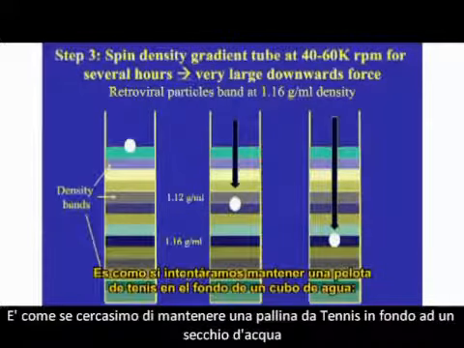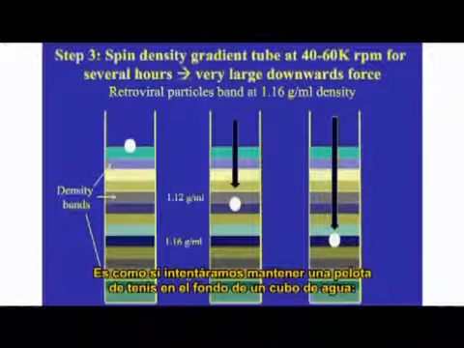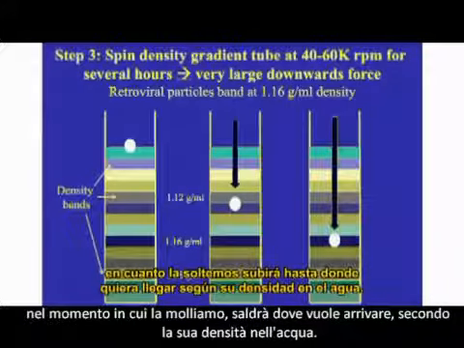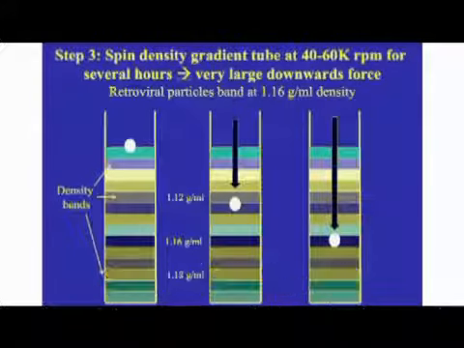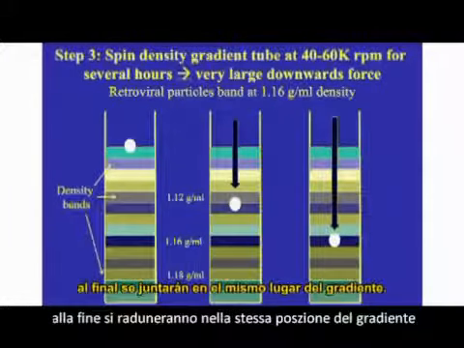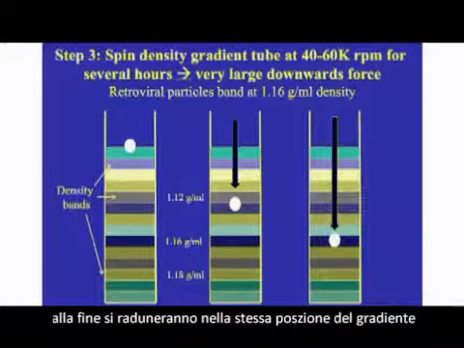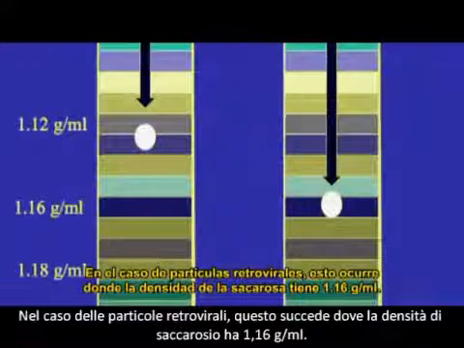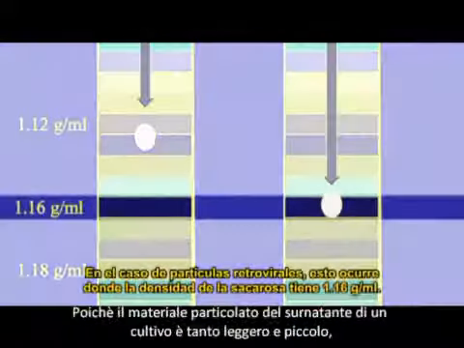It is exactly like trying to force a tennis ball to stay put at the bottom of a bucket of water. As soon as you let it go, it bounces back up to where it wants to float according to its density in water. This means that in the sucrose density gradient, all objects of the same density will eventually congregate at the same place in the gradient. In the case of retrovirus particles, this is where the density of the sucrose reaches 1.16 grams per mil.